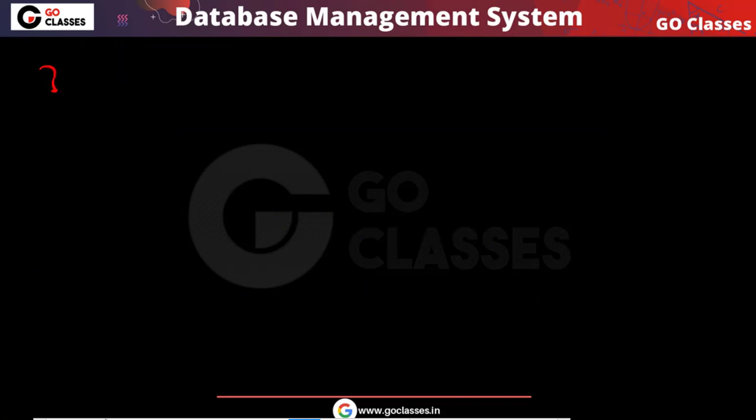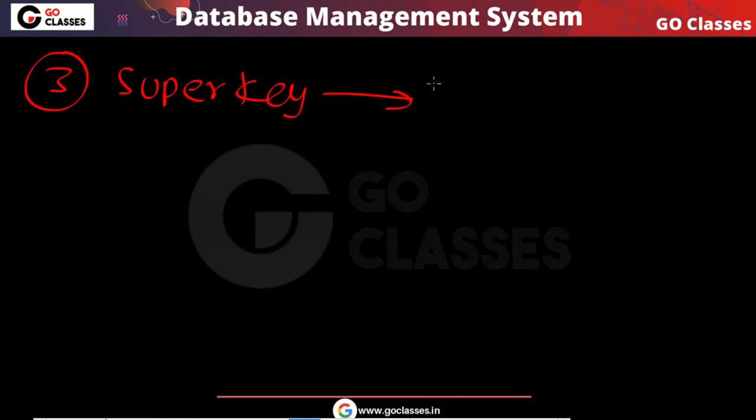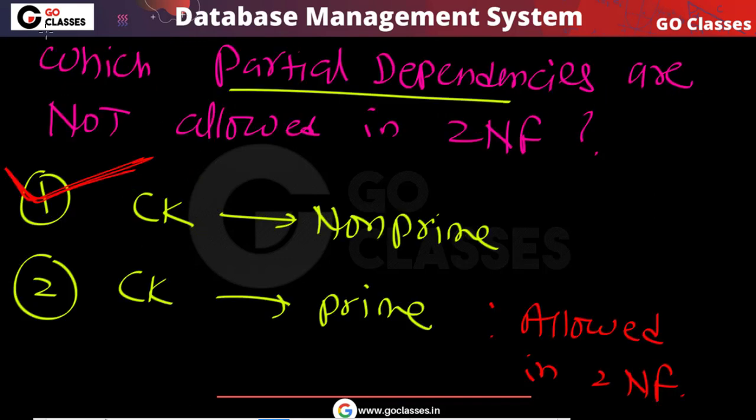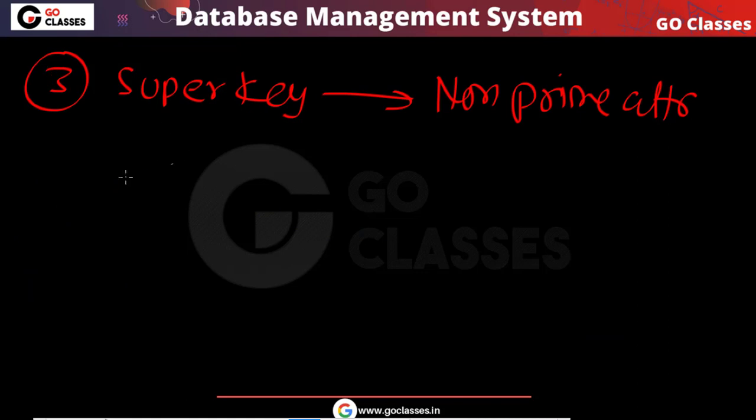Similarly, you can notice the third: some super key that determines a non-prime attribute. If this is a partial dependency, we don't have any problem. The problem is when a candidate key partially determines a non-prime attribute. So this is also allowed in 2NF, this is also no problem.